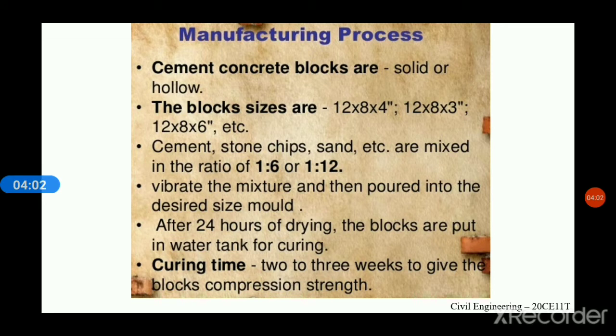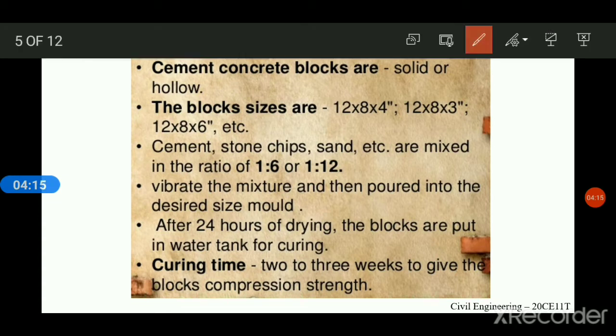Now the manufacturing process of concrete blocks, which may be solid or hollow. Block sizes are 12 inch by 8 inch by 4, 12 inch by 8 inch by 3, 12 inch by 8 inch by 6, etc. Here cement, stone chips and sand are mixed in the ratio 1 is to 6. 1 is to 6 means 1 part of cement to 6 parts of the remaining, or maybe 1 is to 12.